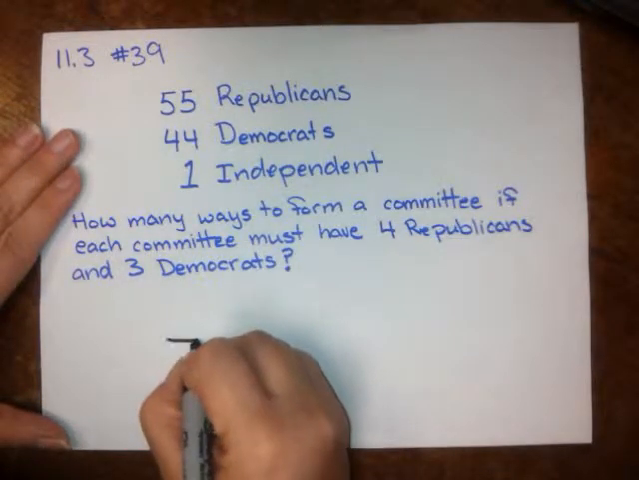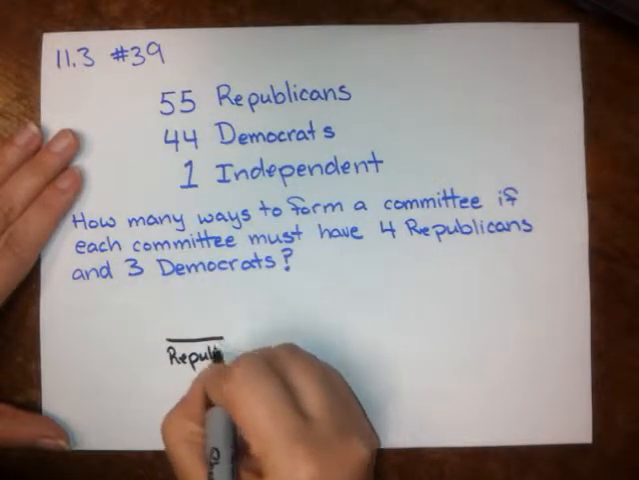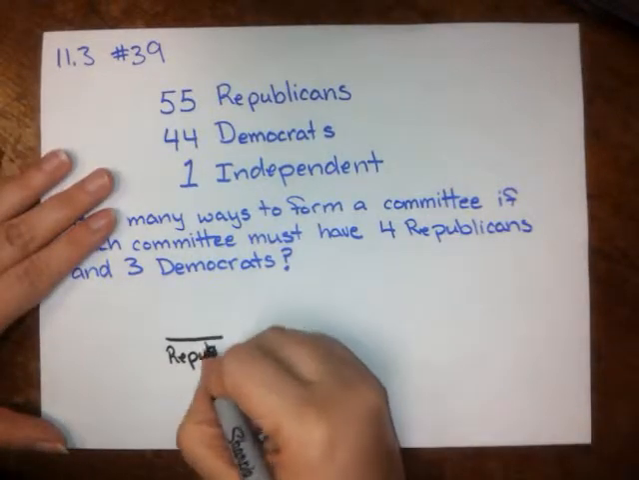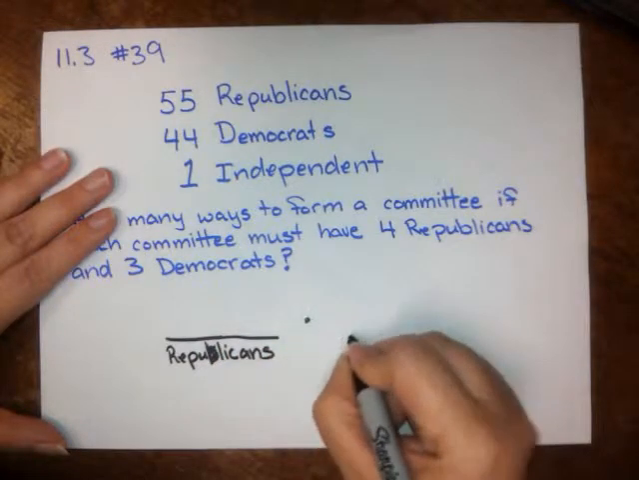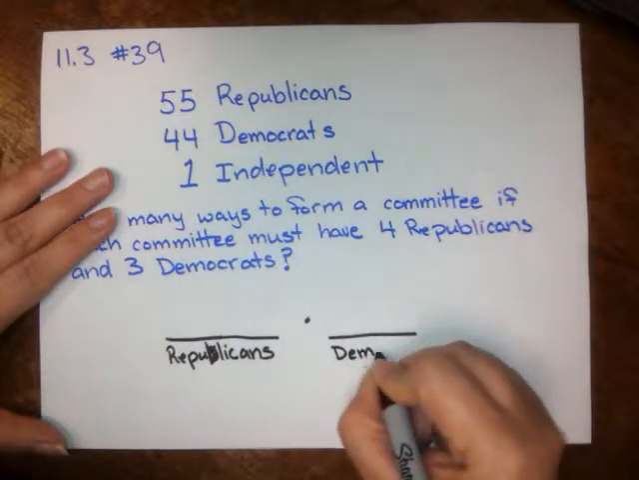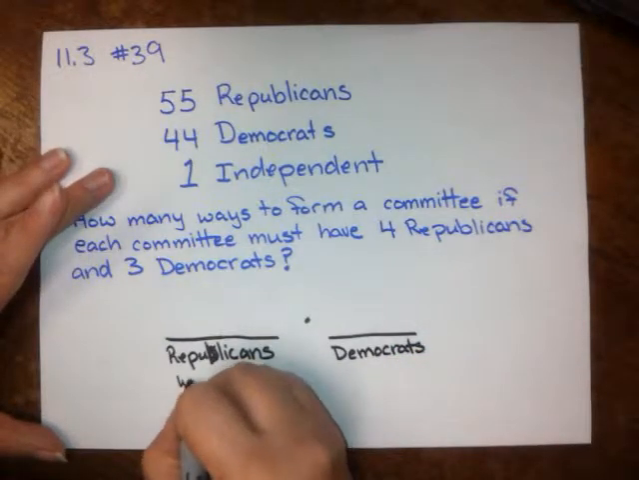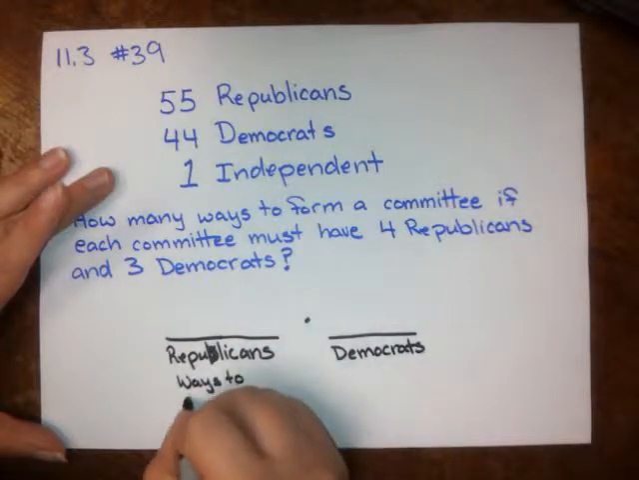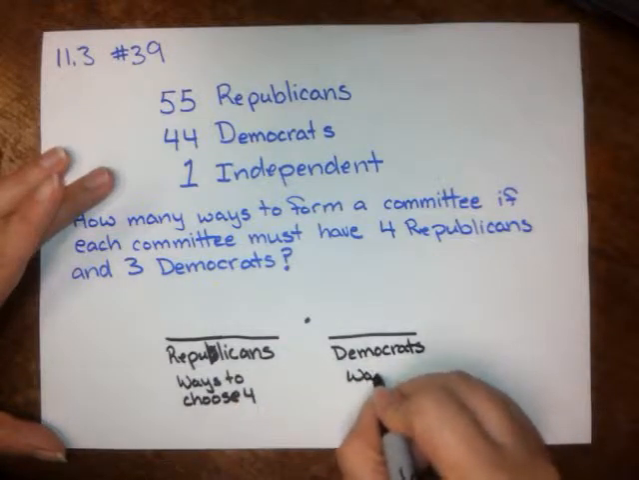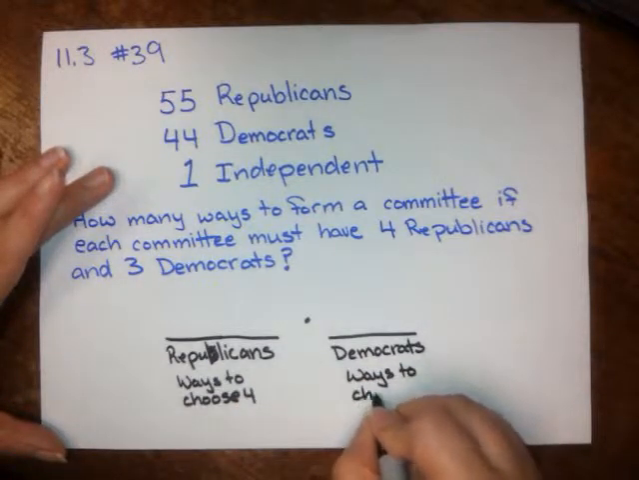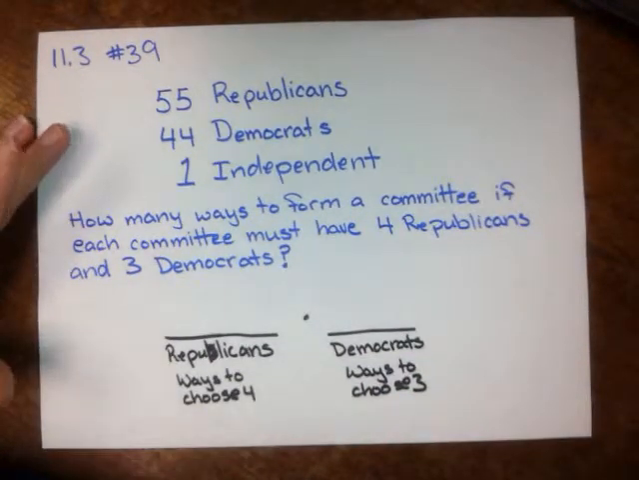We need a committee, and our committee will consist of Republicans, if I could spell, Republicans, all right, and Democrats. And so this is ways to choose 4 and ways to choose 3. Okay? So we need to use combinations again.